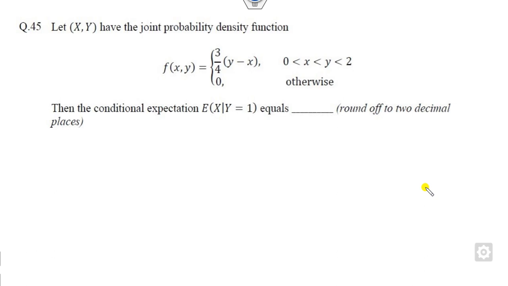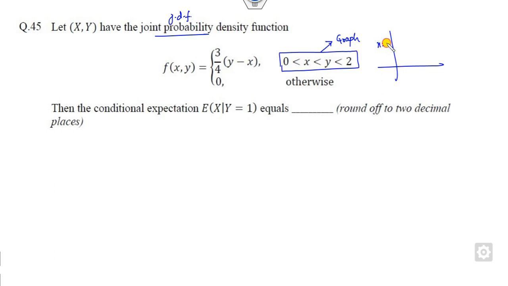The logic is that whenever a question related to some joint density function is asked in GATE Statistics or IIT JAM Statistics, you should always first draw the graph of these lines. How you can draw the graph of these lines is very simple.